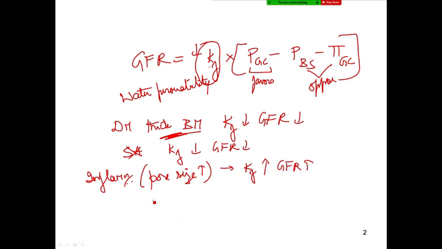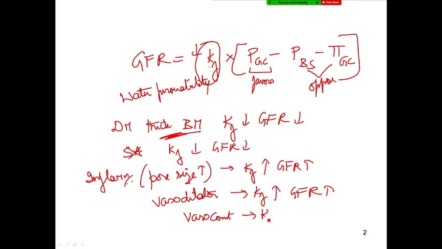If you give a vasodilator drug, what do you think? More blood is entering. So hydrostatic pressure will increase, and GFR will increase. If you give a vasoconstrictor, less blood means less pressure, the coefficient will be less, and GFR will be less.